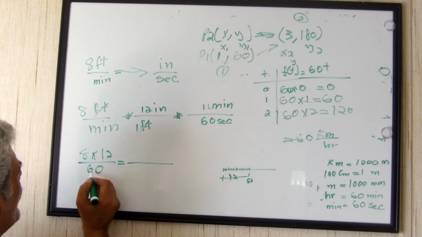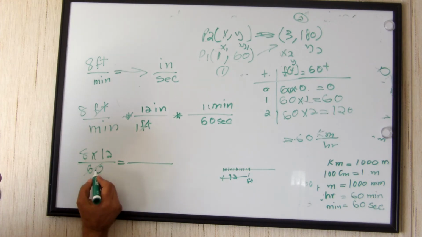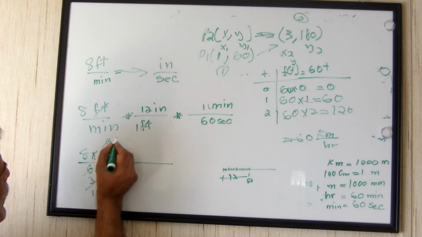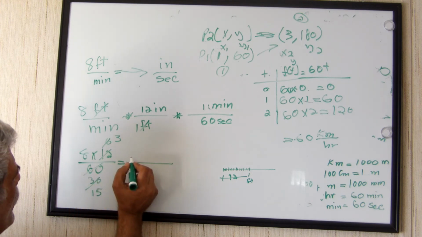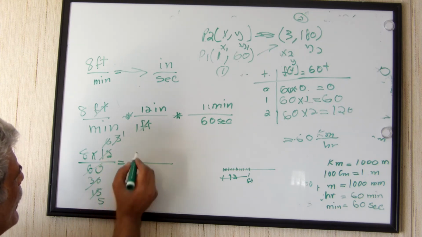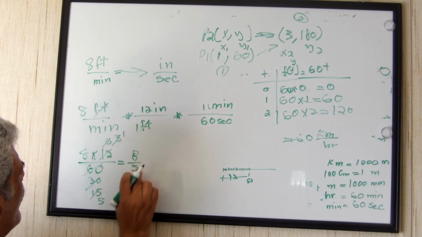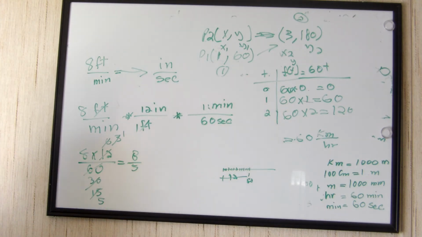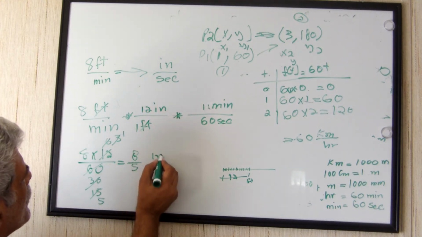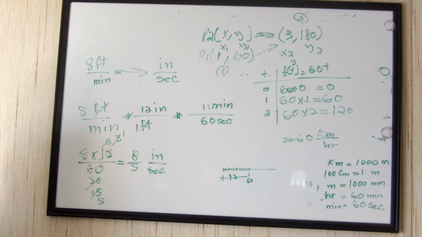Now we simplify: divided by 2, 30; divided by 2, 6; divided by 2, 15; divided by 2, 3. And this is divisible by 3, because 1 plus 5 is 6, and 6 is divisible by 3. It's going to be 5. So 8 over 5. We cannot simplify more than that. So it's going to be inch per second. 8 inches every 5 seconds.